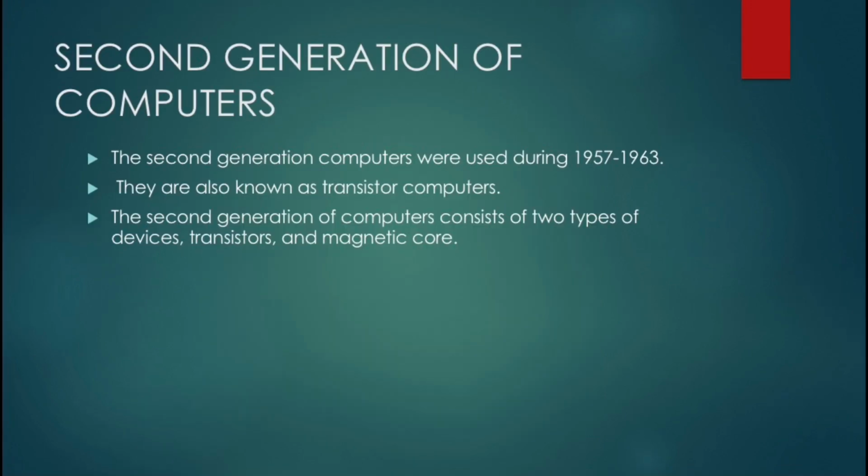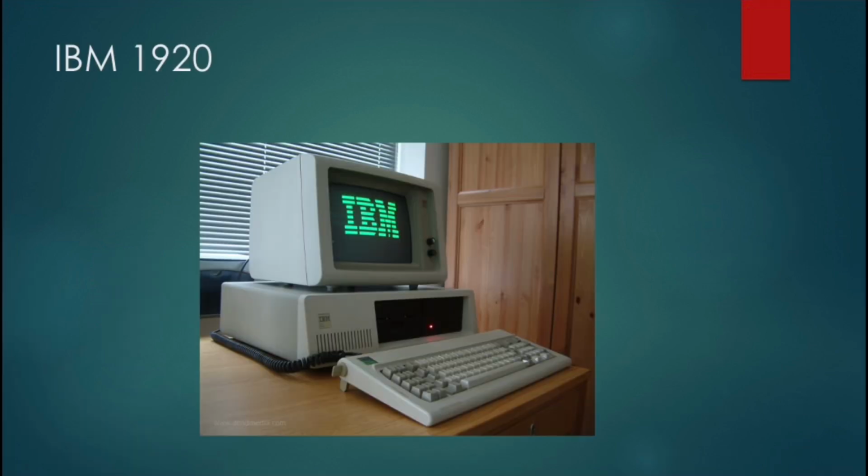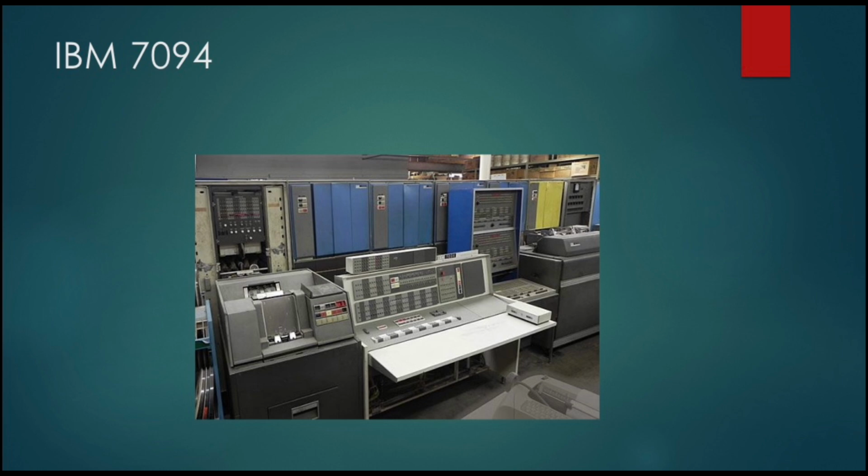Second generation of computers. The second generation computers were used during 1957 to 1963. They are also known as transistor computers. The second generation of computers consists of two types of devices: transistors and magnetic core. Some of the second generation computers: IBM 1920, IBM 1794.